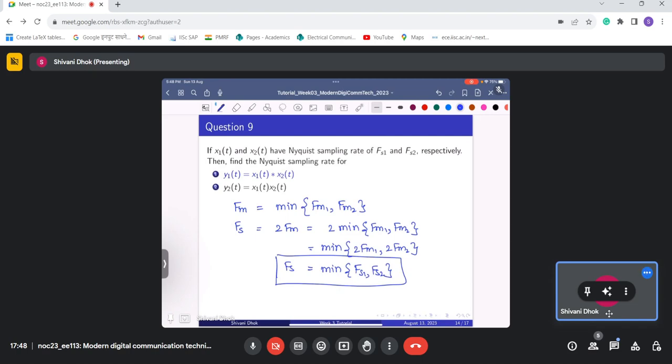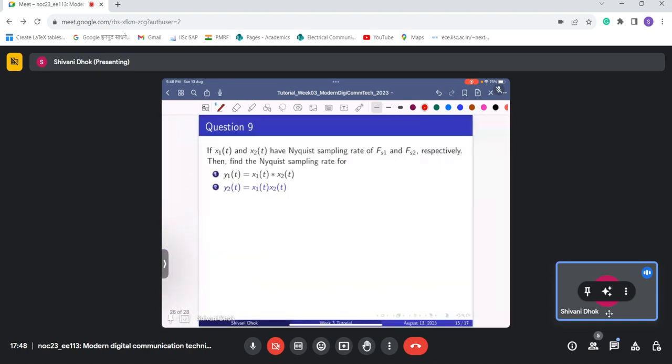Any questions? Okay, if there are no questions, then I'll go to the next part. The next part is basically this y2(t). This y2(t) is simply x1(t) into x2(t).